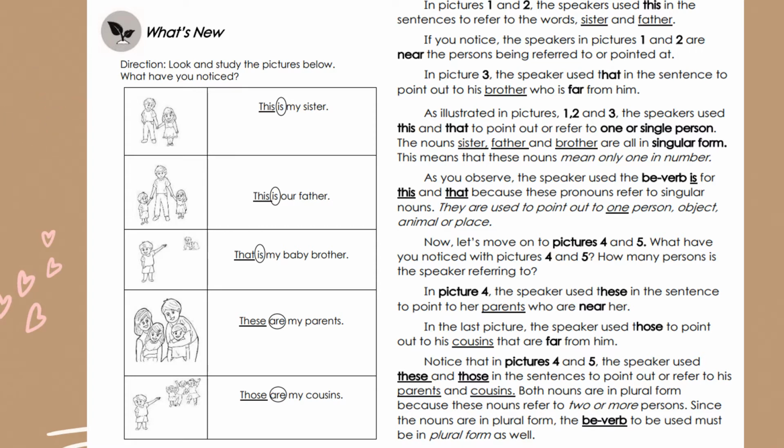Notice that in pictures 4 and 5, the speaker used these and those in the sentences to point out or refer to his parents and cousins. Both nouns are in plural form because these nouns refer to two or more persons. Since the nouns are in plural form, the be verb to be used must be in plural form as well. And these are the word are, because this speaks of plurality.